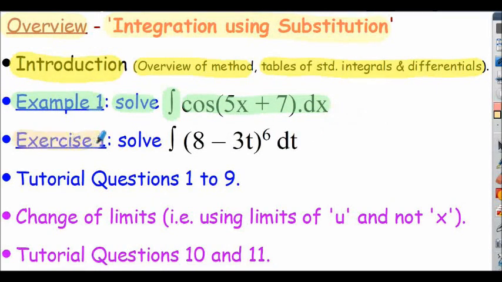Then we have exercise 1 for you to attempt. Solve the integral of 8 minus 3t to the power of 6 with respect to t. Another non-standard integral, but again the full worked solution is shown. Then we have some tutorial questions for you to attempt, questions 1 to 9, although the full worked solutions will be included. And the presentation concludes with what is termed change of limits.